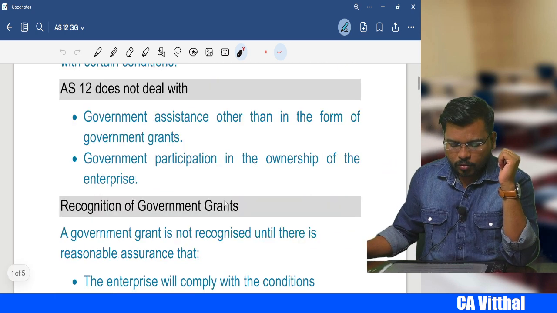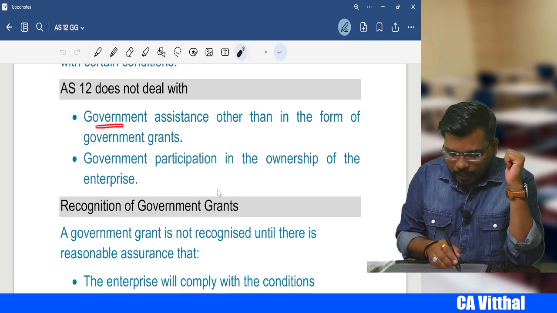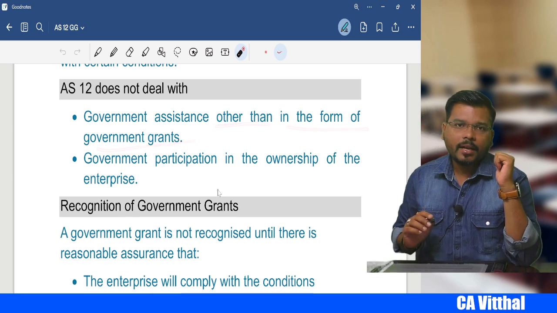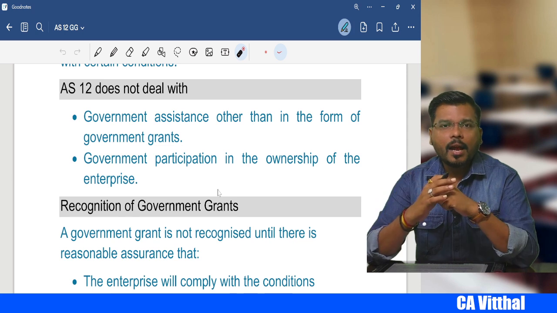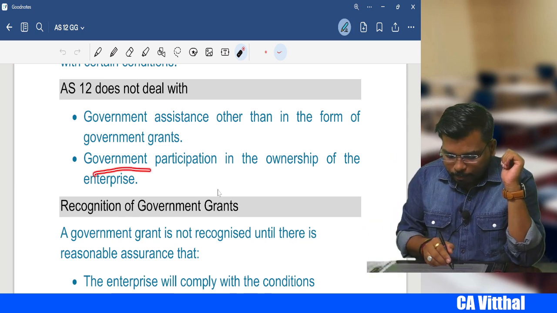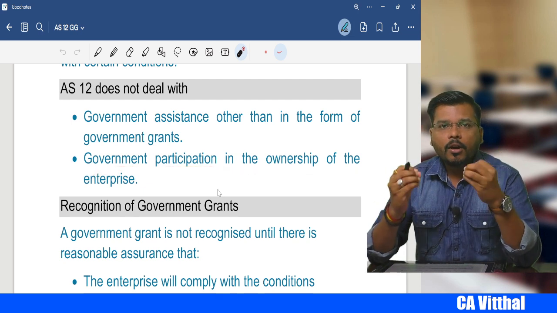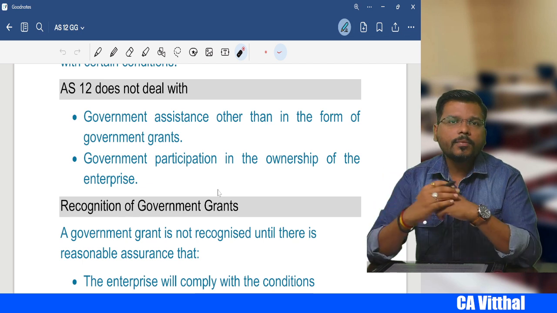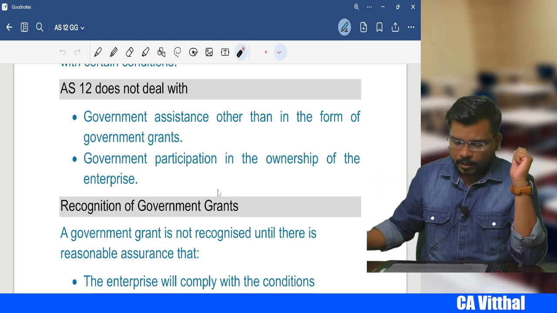But what does this AS12 not deal with? AS12 does not deal with government assistance other than in the form of government grant. If the government is giving some assistance, some help other than government grant, then this won't be covered in AS12. Then government participation in the ownership of the enterprise. If the government is participating as an owner in the business, that time this AS12 will not be applicable, my dear students.